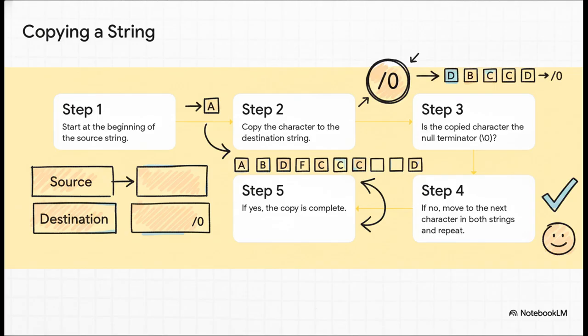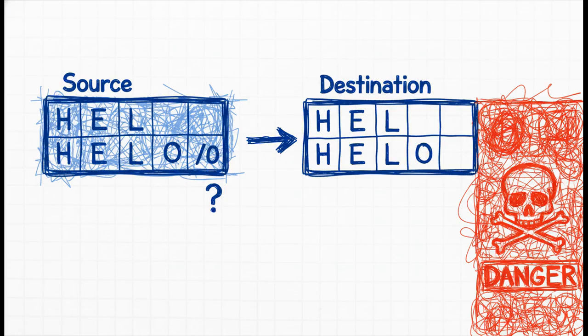And listen, this is the one detail that trips up so many people when they're starting out. If you forget to copy that null terminator, your new string isn't a string at all, at least not in C's world. It's just a ticking time bomb, a sequence of characters with no end.